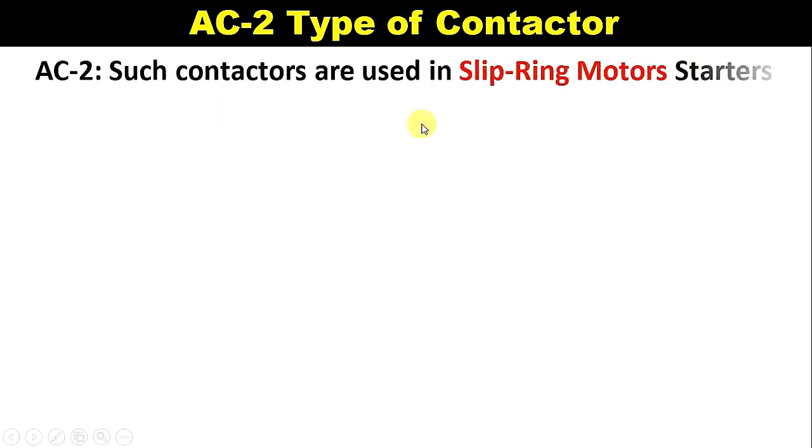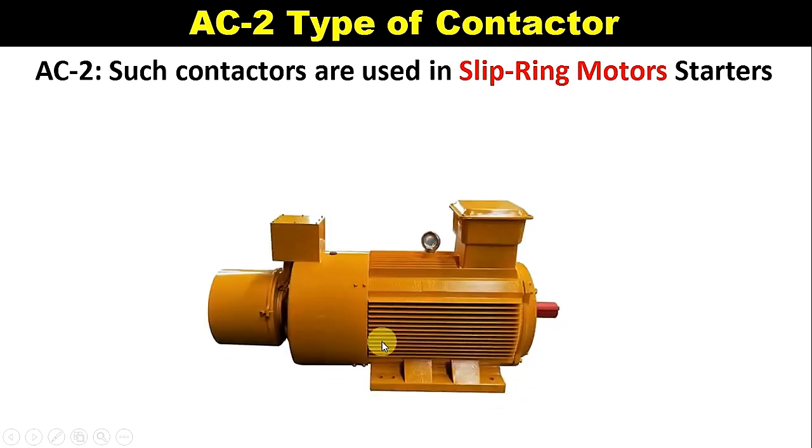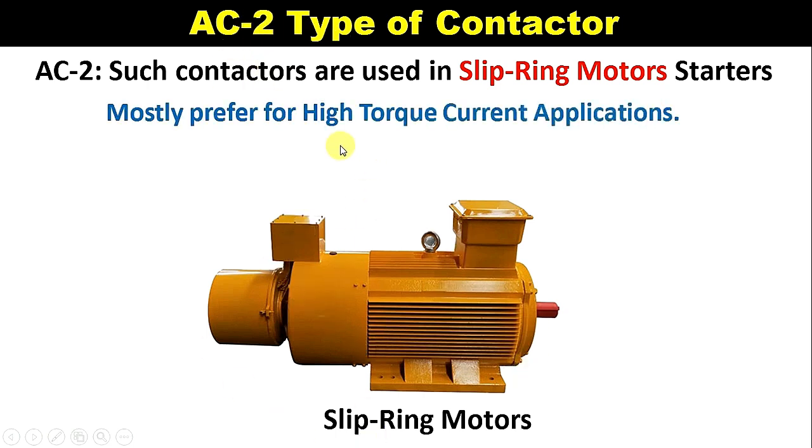Now after this, here comes the AC2 type of contactor. We use the AC2 type of contactor mostly for slip ring motor starters. So this is our slip ring motor. If you want to turn on and off this motor through any contactor, then you have to use the AC2 type of contactor here. For the slip ring motor we use AC2 because the torque of a slip ring motor is very high and along with this the current is also high.